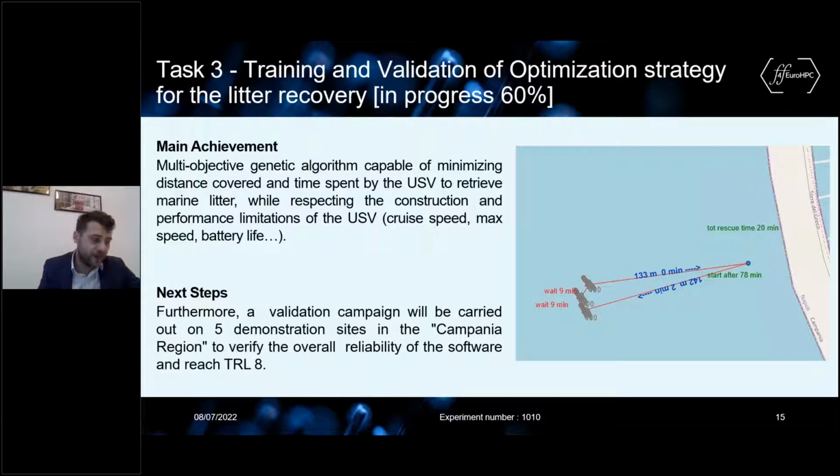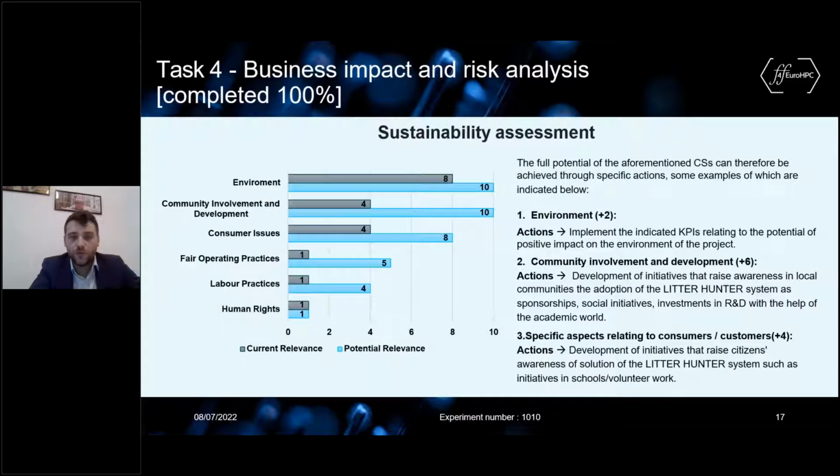Okay, the last training is for the optimization strategy. We use a multi-objective genetic algorithm that is capable of minimizing the distance covered and the time spent by the unmanned surface vehicle to retrieve the marine litter. This navigation is defined starting from the navigation regulations and the vehicle performance limitations, like cruise speed, max speed, battery life, endurance, and so on.